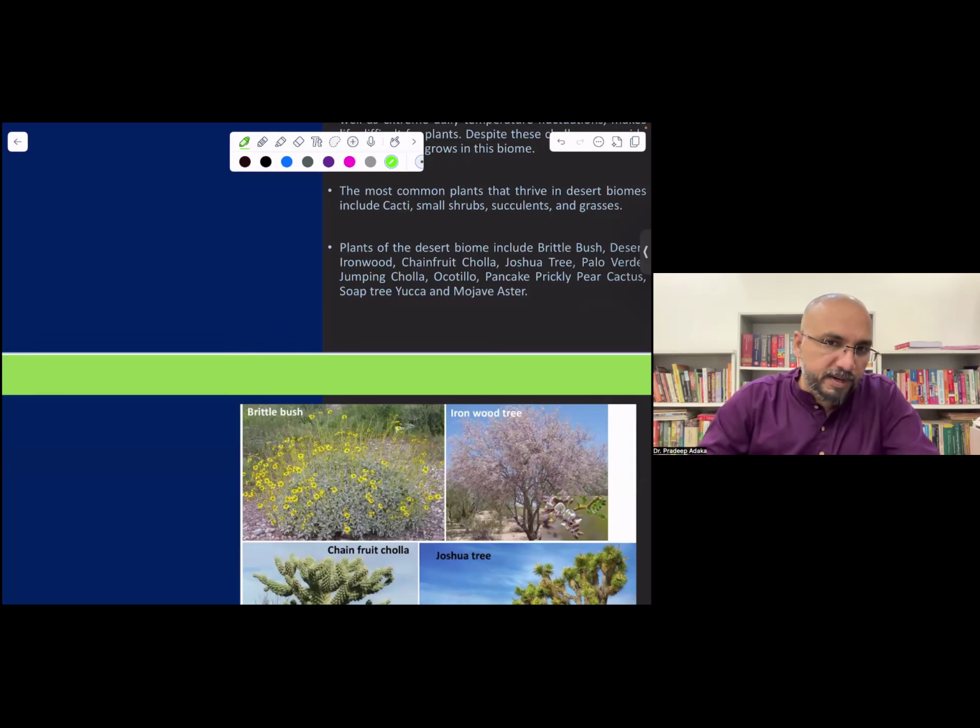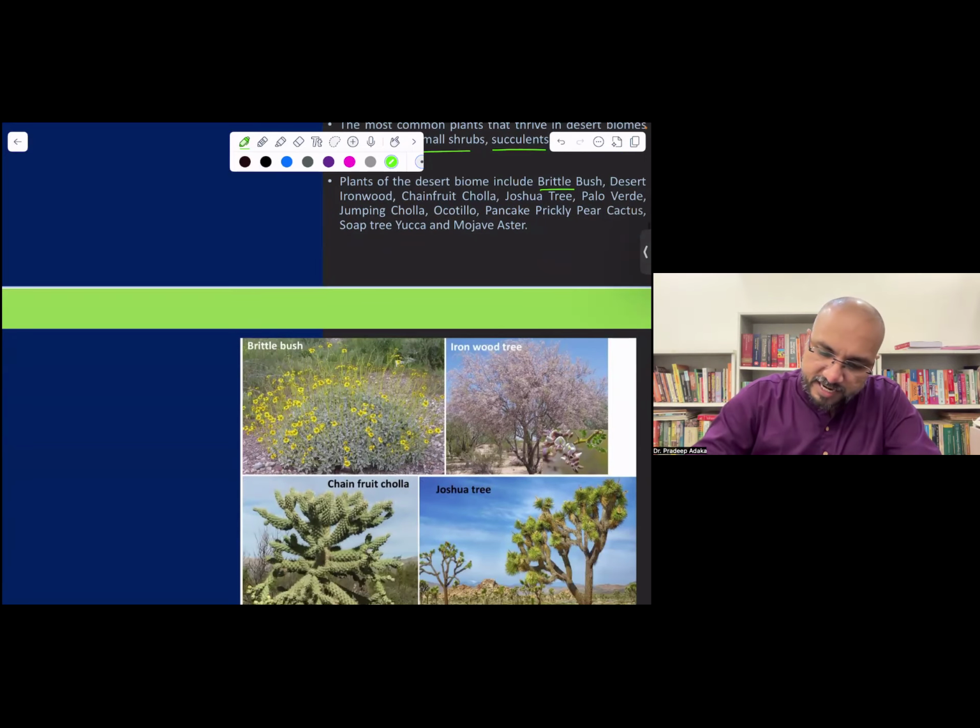So the most common plants that survive in these types of desert biomes include cacti, small shrubs, and succulent plants. They hold water in their stems or leaves, which is why they are called succulents. Succulent plants and a few grasses are very common. Plants of the desert biome include brittle bush.